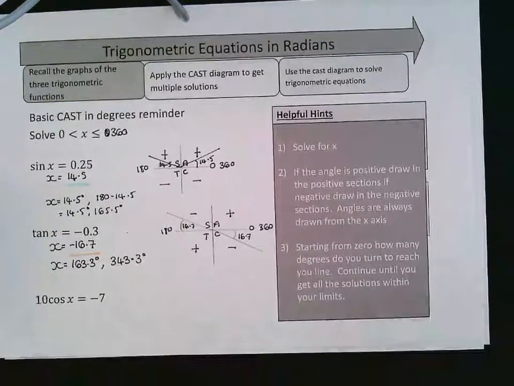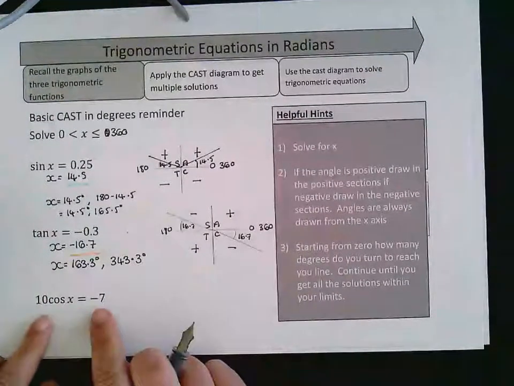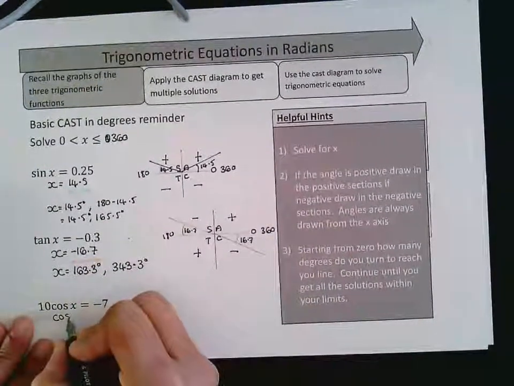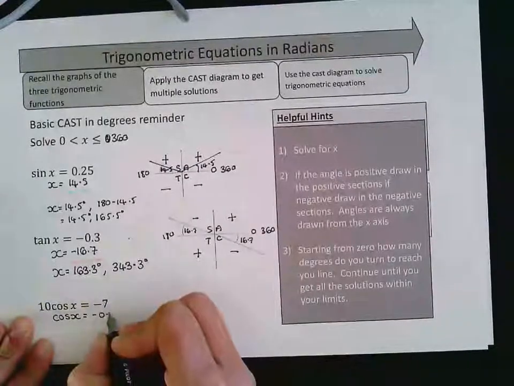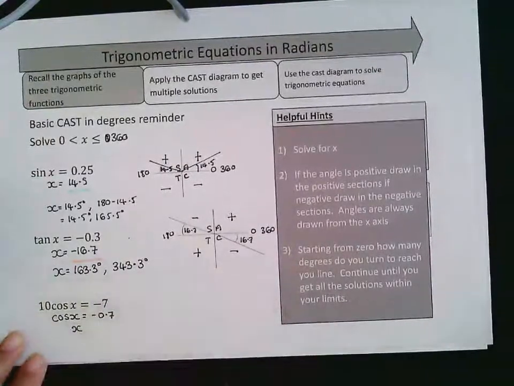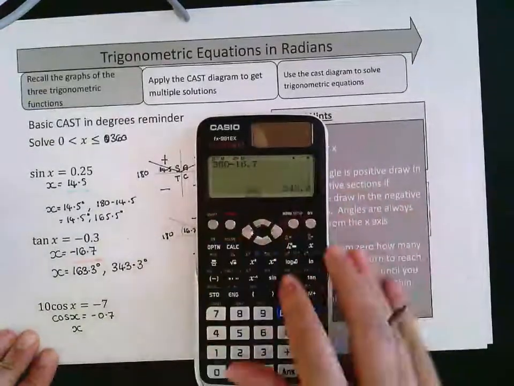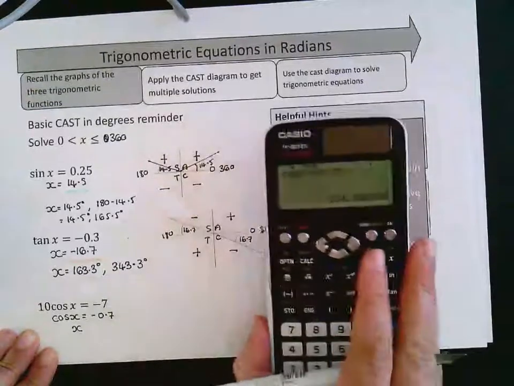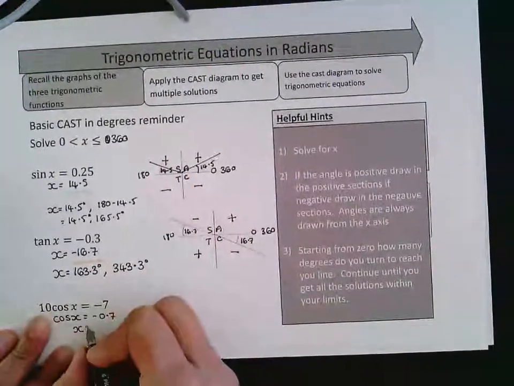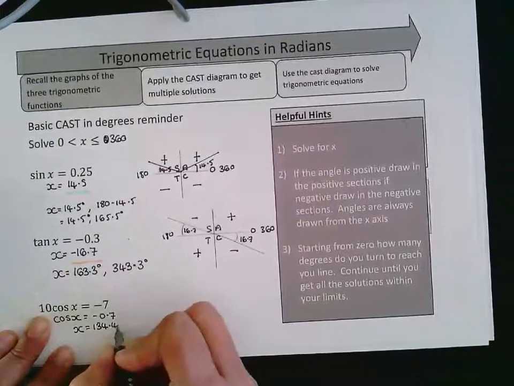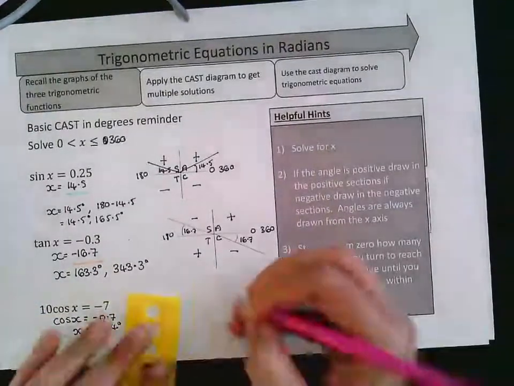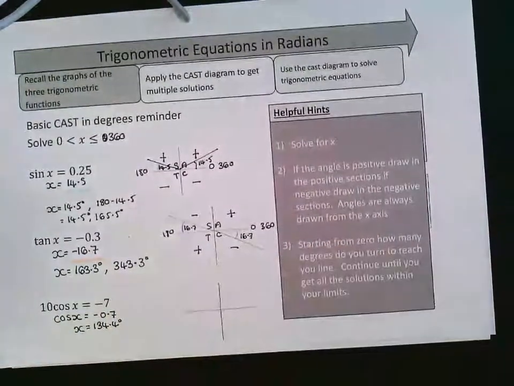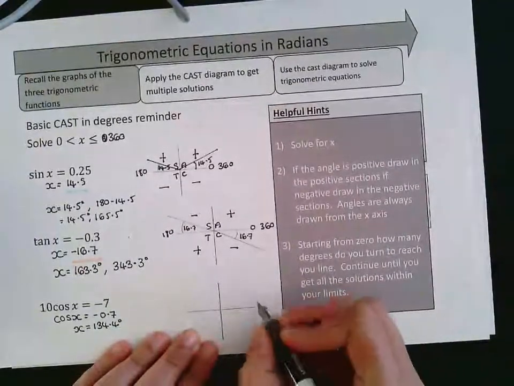All right, let's do one more in degrees, then we're ready to move on to radians. Now, first of all, there's a number in front of my cos here. That's not good, so I'm going to divide both sides by 10 before I start. And now I'm going to do the inverse cos of minus 0.7. And we get 134.4 degrees. Do not worry about the fact it is obtuse. So I'm going to start off and label my x-axis.